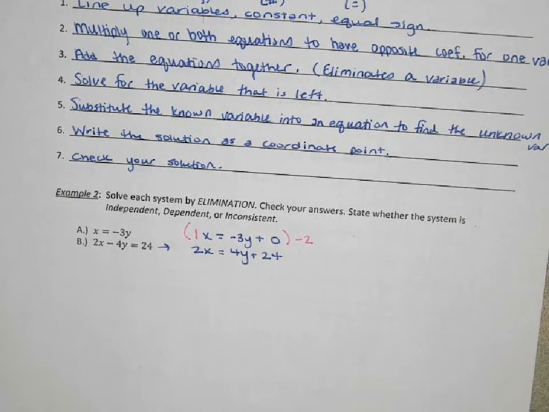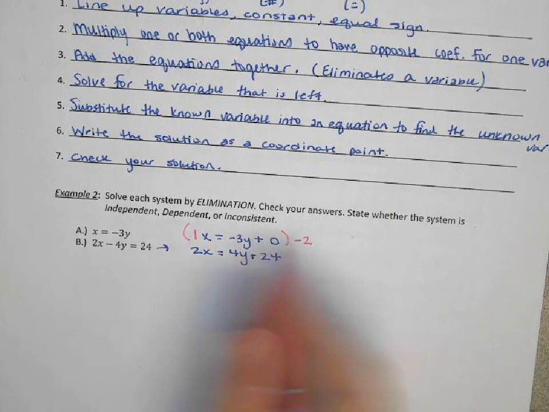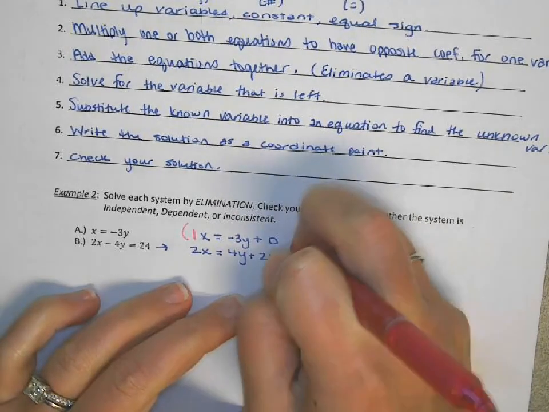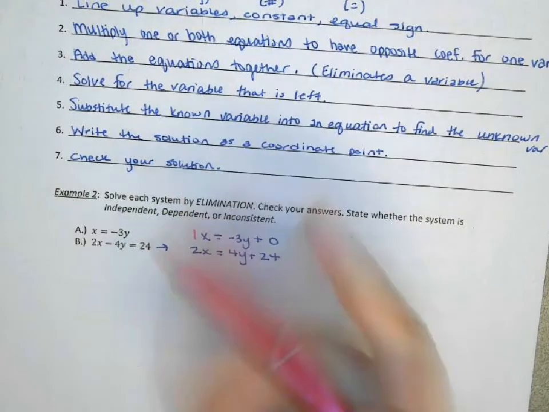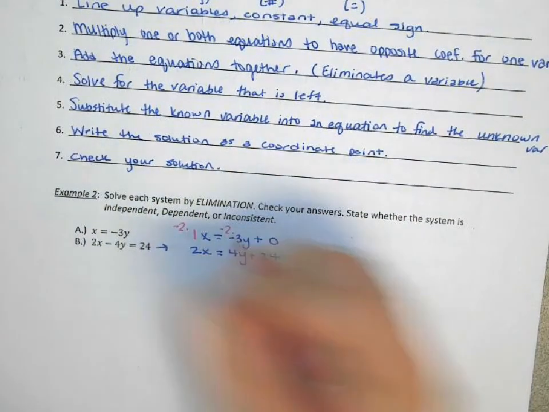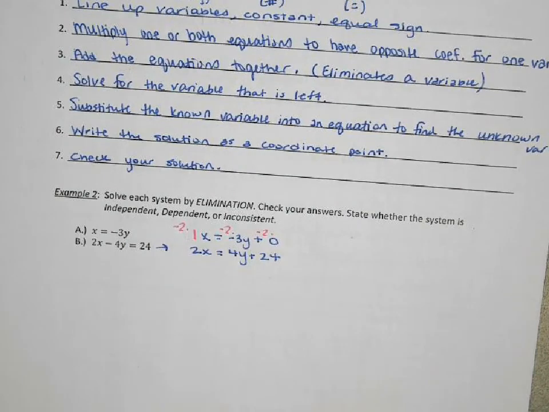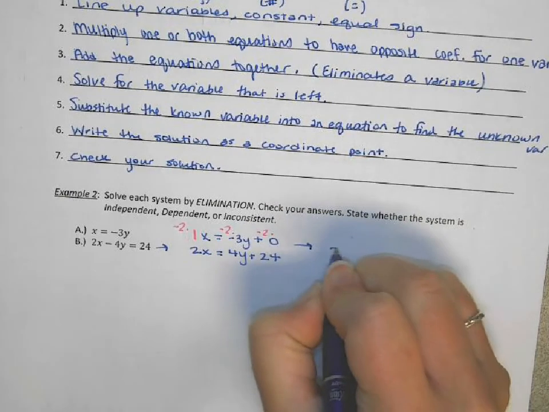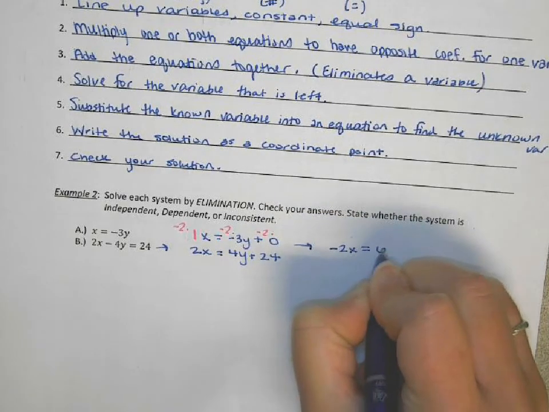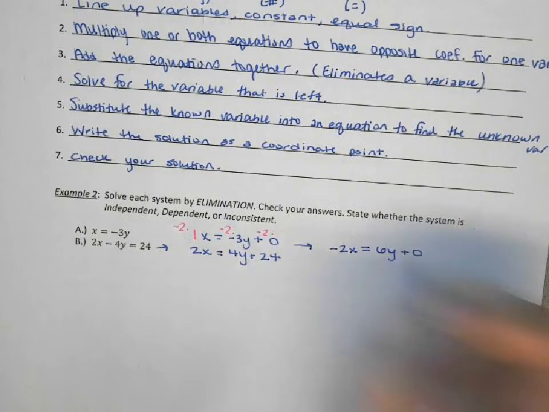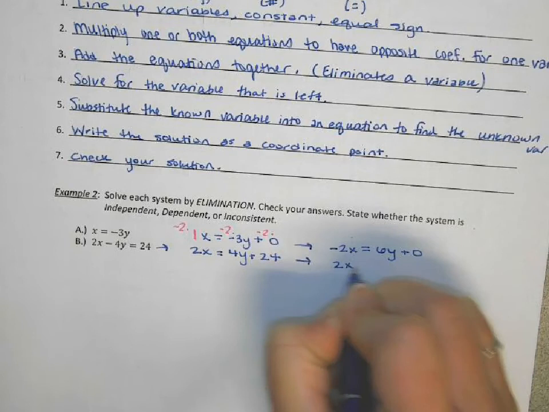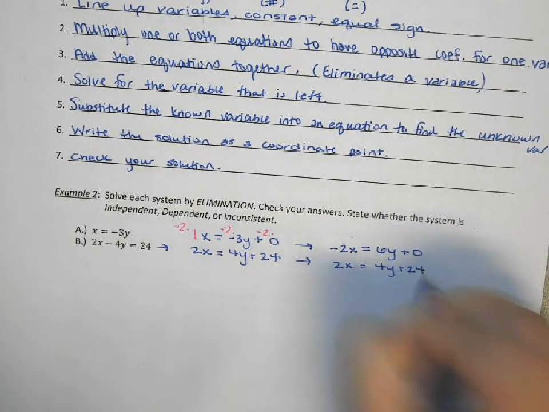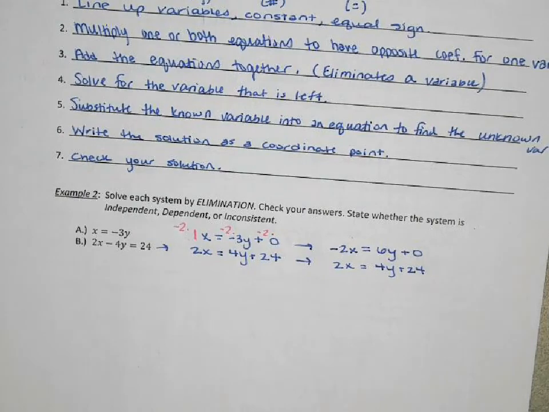So I need to make sure that I multiply everything by negative 2. You can either write it like this, or some people like to write it by showing me that they're going to multiply this by negative 2, and this by negative 2, and this by negative 2. Either way, you always want to leave everything lined up. So this one is now going to become negative 2x equals 6y plus 0. And this one is going to be 2x equals 4y plus 24. Notice, even though I didn't do anything, I still rewrite it so that I can have A lined up with B every time. Okay, that's really important that we do that on this one.